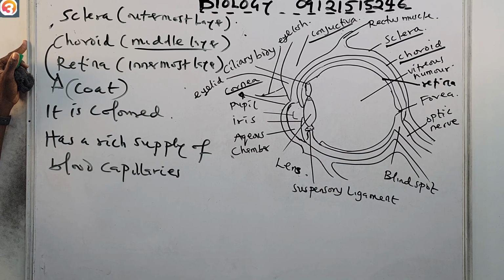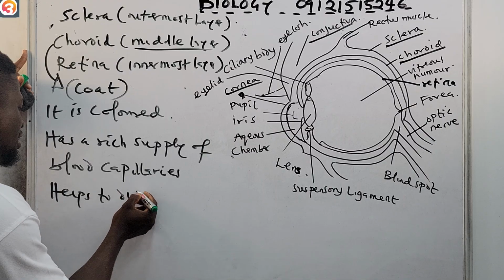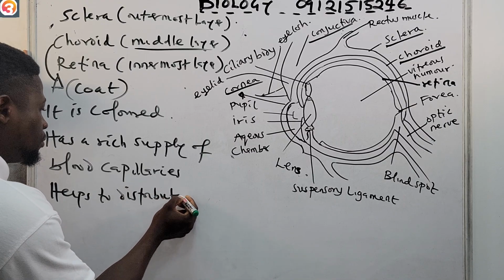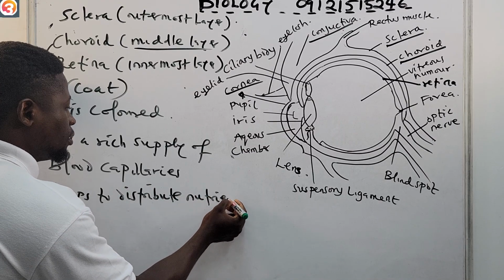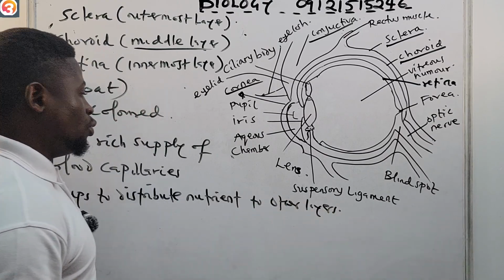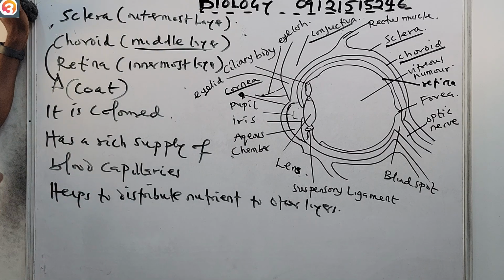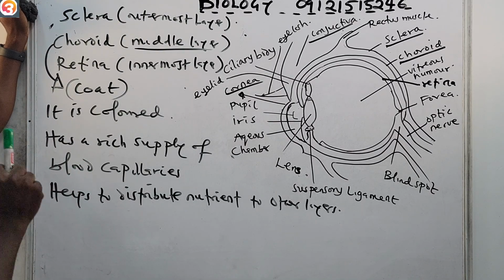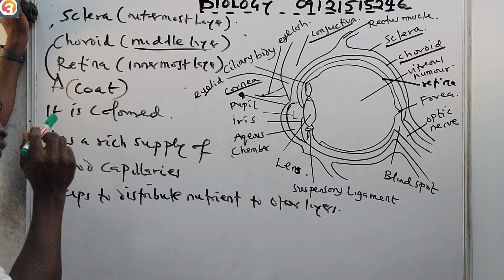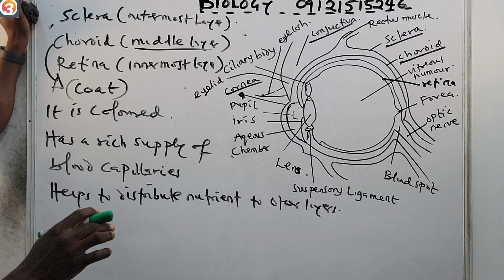Because it has a rich supply of blood capillaries, it helps to distribute nutrients to other layers in the walls of the eye. So that is the choroid, the middle layer. It is colored because it has a rich supply of blood capillaries, and because of that, it helps to distribute nutrients to other layers.